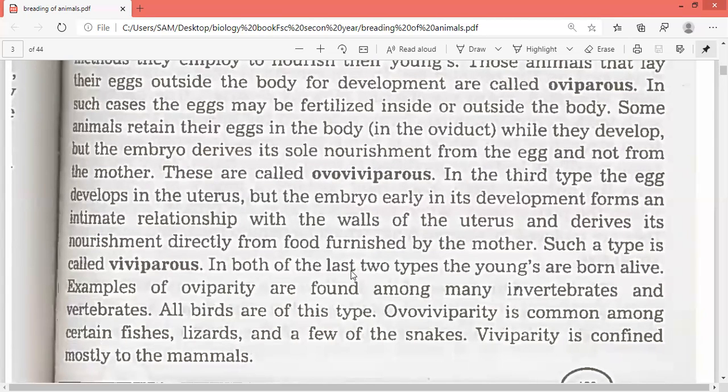So in both of the last two types, the young ones are born alive. Examples of oviparity are found among many invertebrates and vertebrates.